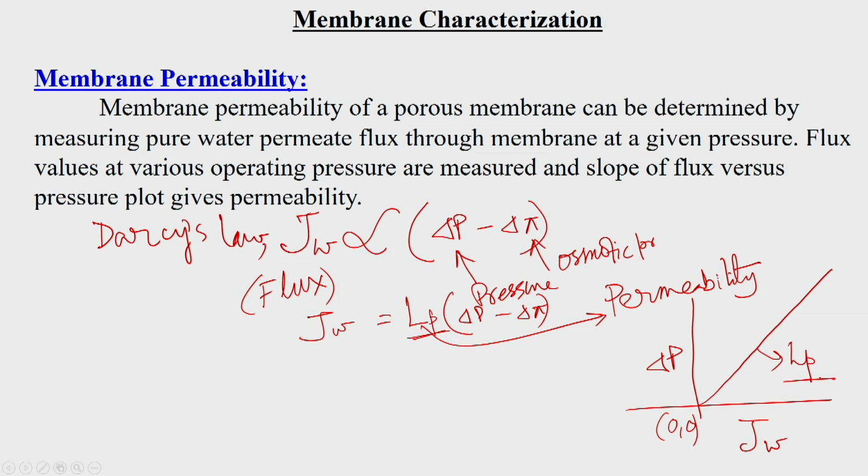LP is nothing but flux, which is in meter cube per meter square second, divided by pressure, which is in Pascal or kilopascal. So, the unit of LP will be meter cube per meter square second Pascal, or simply meter per Pascal second.